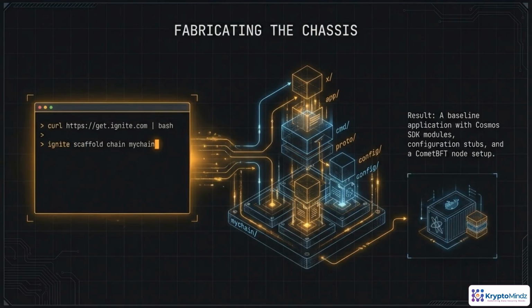Let's make this concrete. Imagine you're spinning up a brand new chain for an internal payment system. Instead of handwriting boilerplate, you install Ignite and run a single scaffold command. In seconds, you get a fully wired Cosmos SDK app, a modules directory, proto definitions, config files, and a ready-to-run CometBFT node. From a backend engineer's perspective, this is like go mod init on steroids. You skip the plumbing and jump straight into designing modules, ABCI++ hooks, and business logic.